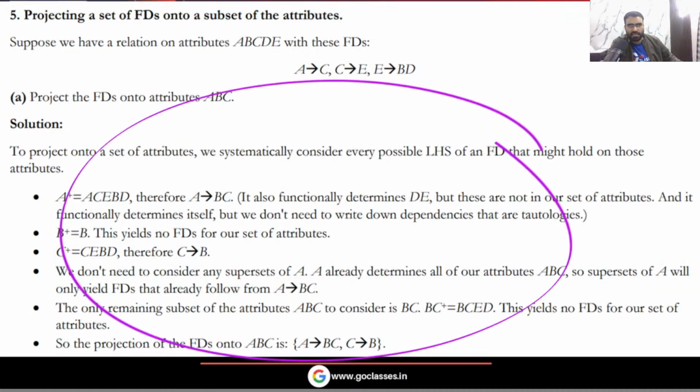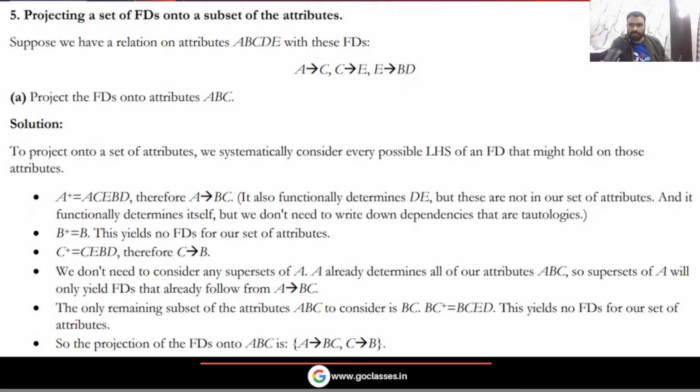You can read this explanation. Whatever I told you, that is written here.